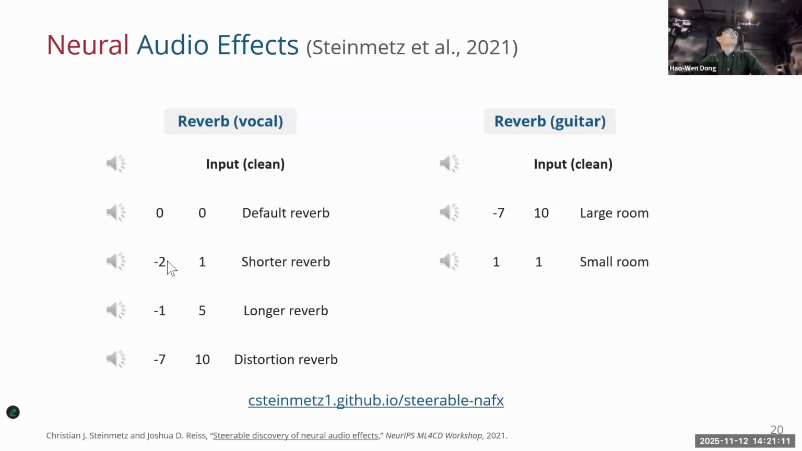And now you have all these different parameters, and you can try to move around those parameters and see how they work. They found that at -2, 1, you get a shorter reverb.